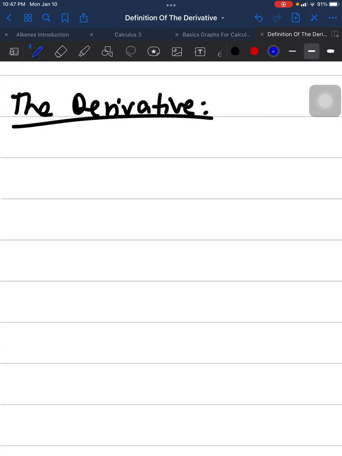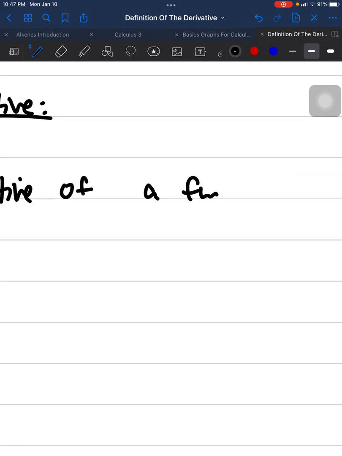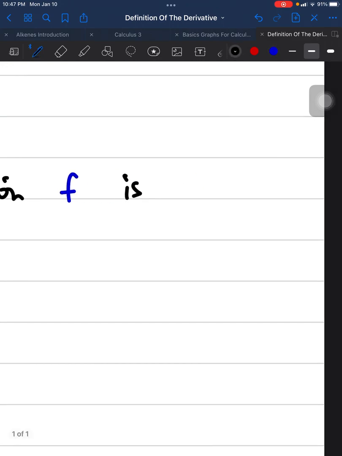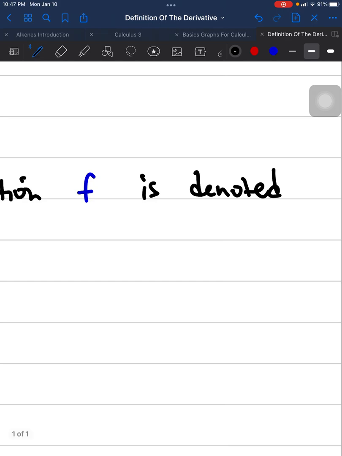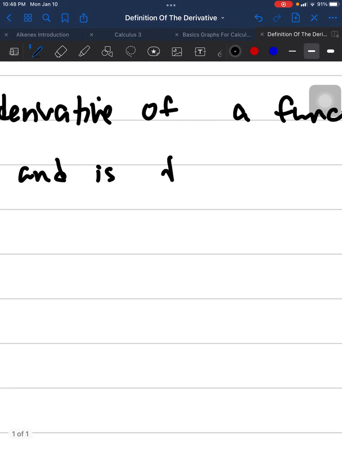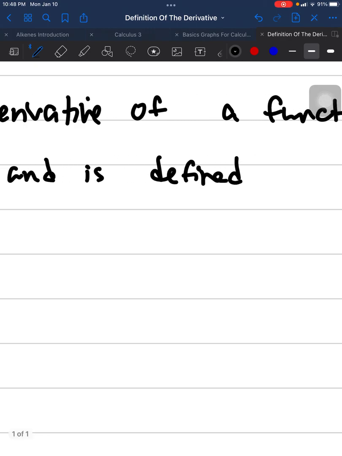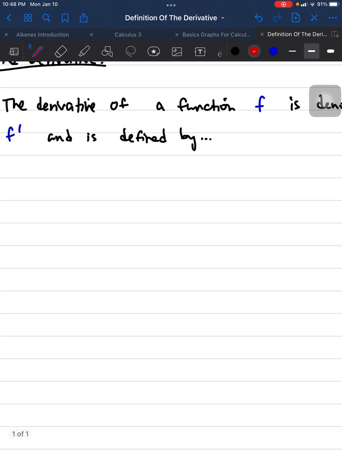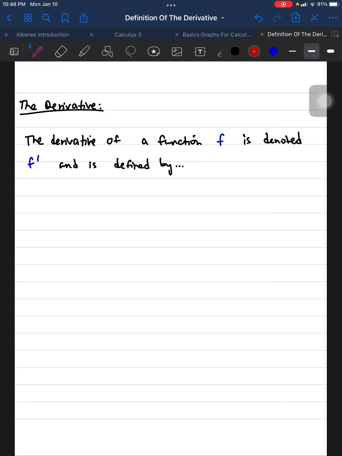So the derivative of a function f is denoted f prime, and is defined by this function right here. So this function, this is just the limit definition of the derivative.